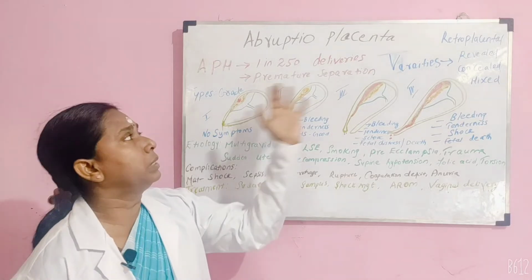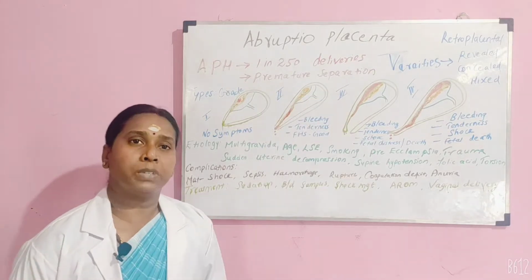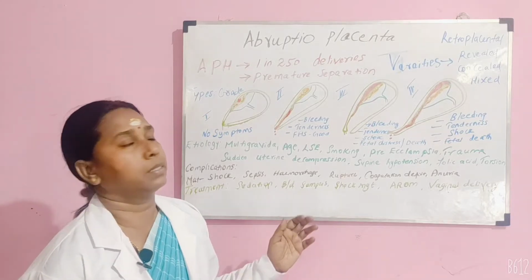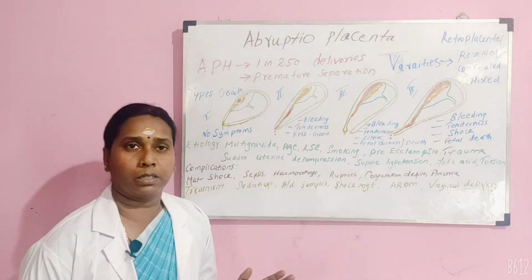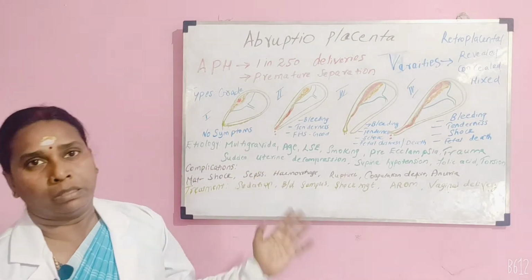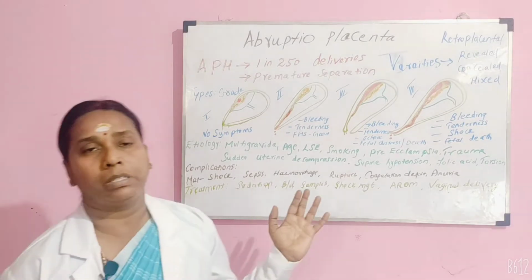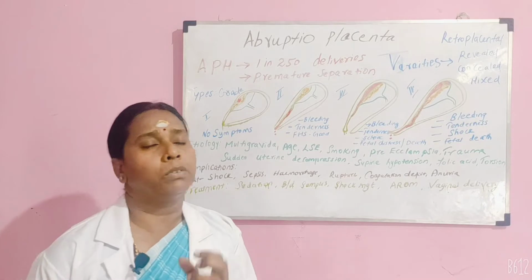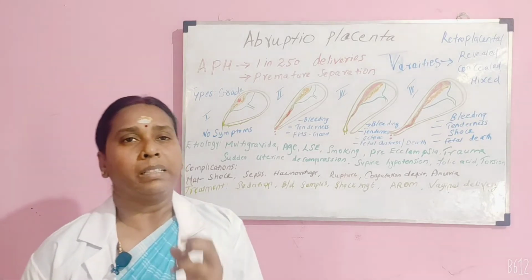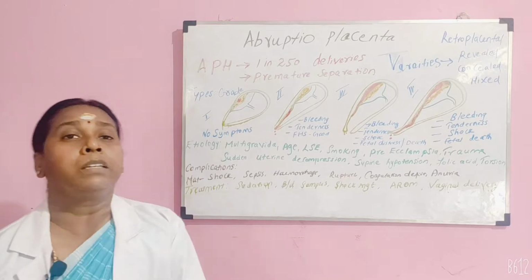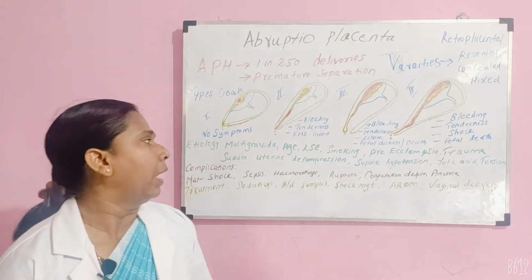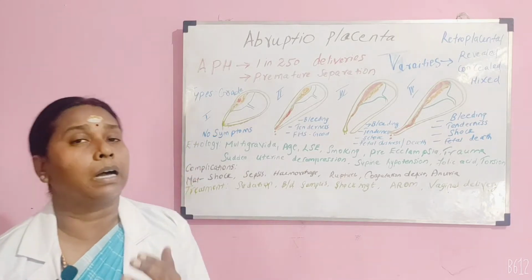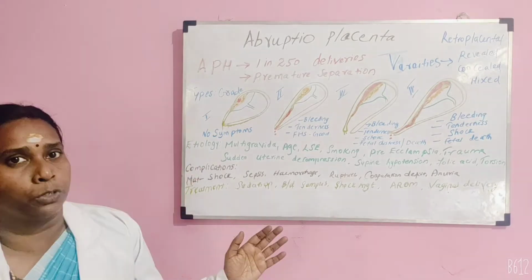When we come to the incidence, out of 250 deliveries, one case is reported as abruptio placenta. When we come to the etiological factors, we have the risk factor of multigravida mothers. Usually their uterus has become weak already, so sometimes when there is inadequate perfusion, it may lead to abruptio placenta. And considering age, women who are above 35 years are at risk of having abruptio placenta.